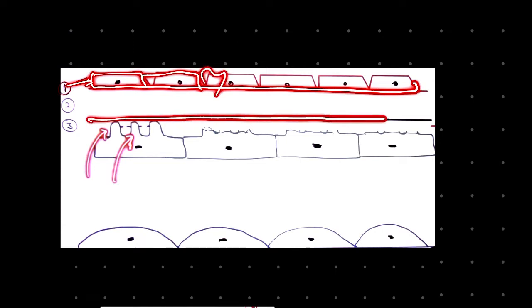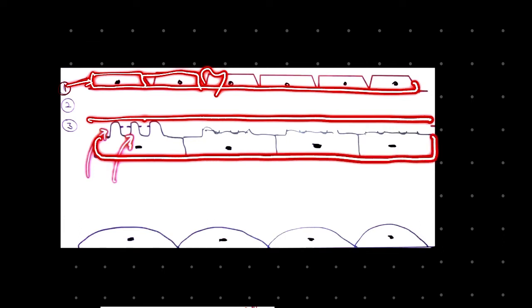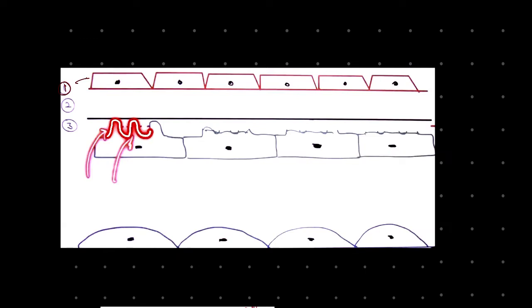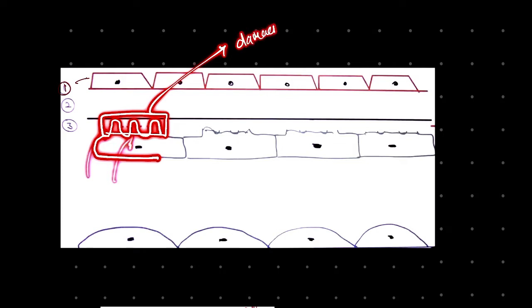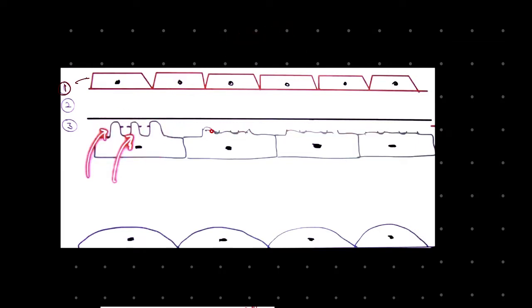Right here we have the basement membrane. Below the basement membrane we have visceral epithelial cells. As you can see, these are the finger-like projections. These are podocytes. So what we are saying is that there will be damage in podocytes. As they are damaged, there will be slotting of the podocytes, as you can see right here. This slot off is called effacement.